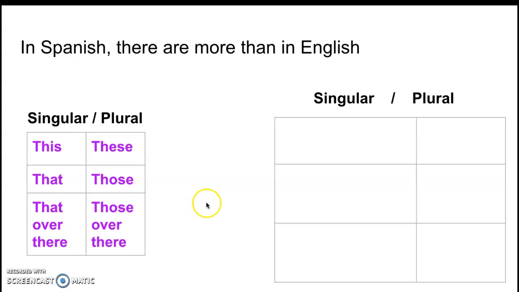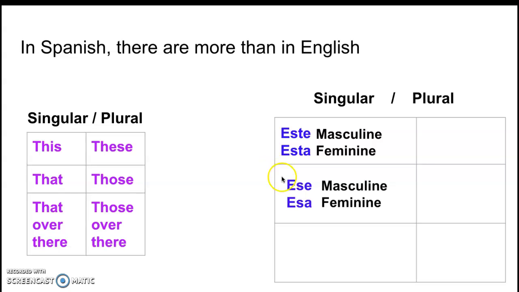In Spanish, remember we have gender for our words, and then of course we have singular and plural. So this in Spanish could be este for something masculine and singular, or esta for something feminine and singular. Remember, feminine words usually end in A in Spanish, so that can help you remember it. The word for that in Spanish would be ese for something masculine, or esa for something that's feminine. And then, this is the kind of weird one, aquel is that over there if it's a masculine singular thing, and aquella if it's a feminine singular thing.